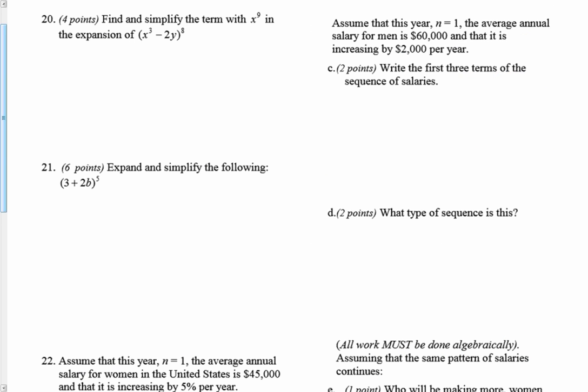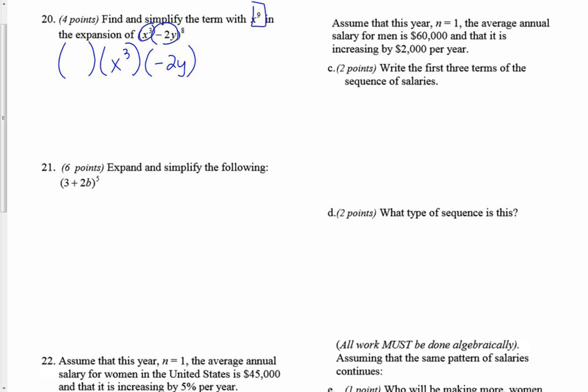All right, question number 20 says, find and simplify the term with an x to the 9th in this expansion. Realize x to the 9th doesn't mean the 9th term. It means the power of x has to be a 9. So in any binomial expansion, we're going to have a coefficient out in front. Then our first thing here is x cubed. That would have to be raised to a power. And then we would need a minus 2y. That would also have to be raised to a power.